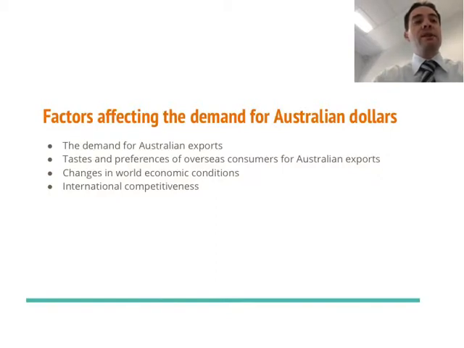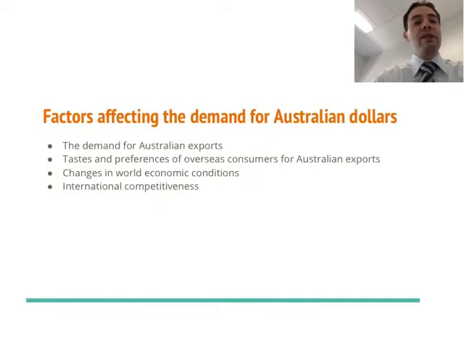The third dot point, changes in world economic conditions. So we saw this in the global financial crisis. In 2008-2009, we saw the Australian dollar drop quite significantly in that time period because around the world, economic activity decreased, and therefore people weren't spending as much money around the world, so exports decreased in general. So that had a huge impact on our exports and demand and investment flows in and out of Australia.